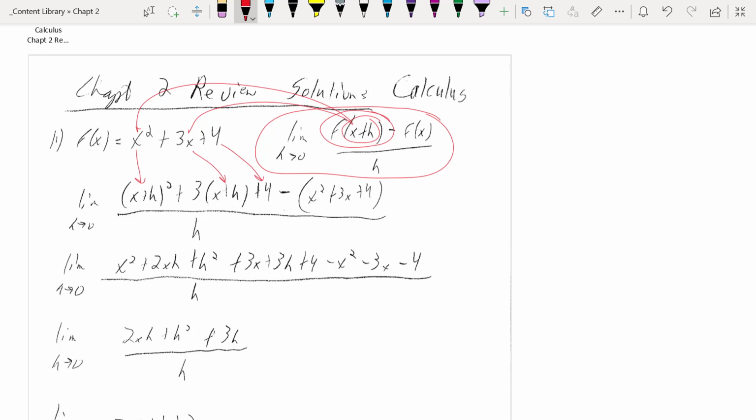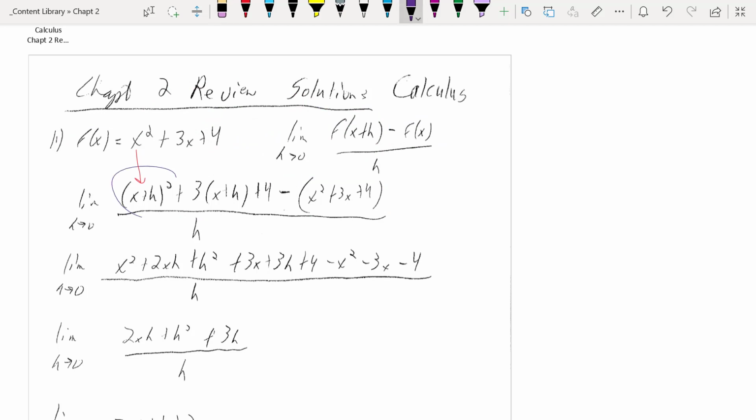And then we're going to go ahead and subtract our f of x. So minusing the f of x means you're going to minus this whole entire equation right here, the equation x squared plus 3x plus 4. And then when we're done doing that, we're going to divide everything by h. So now we just have to simplify this down.